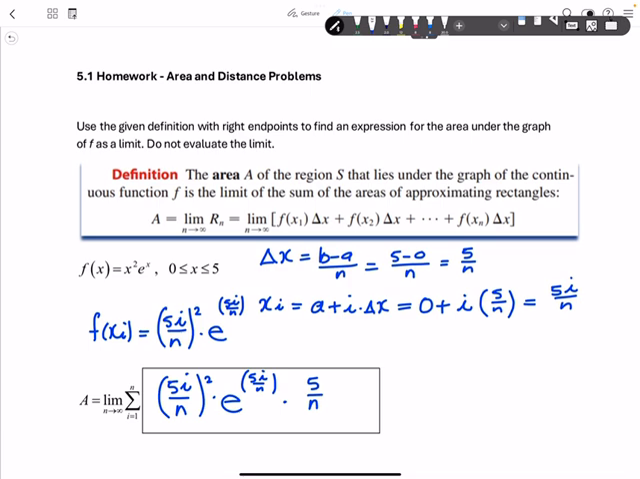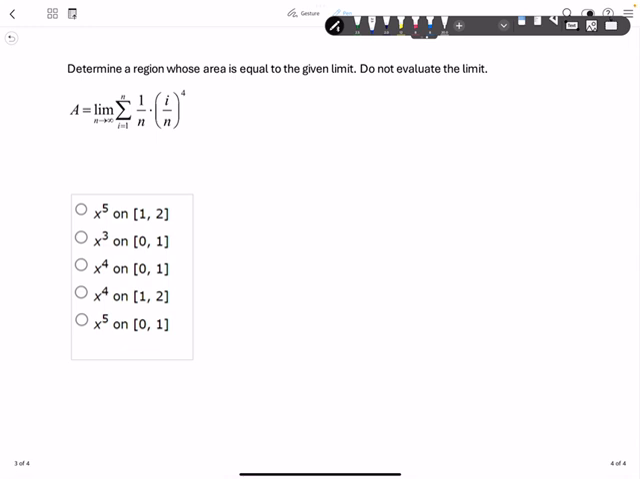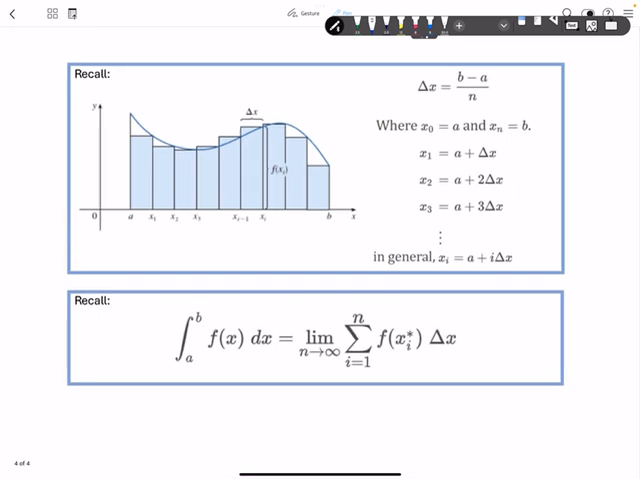All right, so let's take a look at another problem in this section. The next problem says, determine a region whose area is equal to the given limit. Do not evaluate the limit. So again, I would like to quickly take a look at the same definition that we just saw, that will give us expressions for both delta x as well as x sub i.